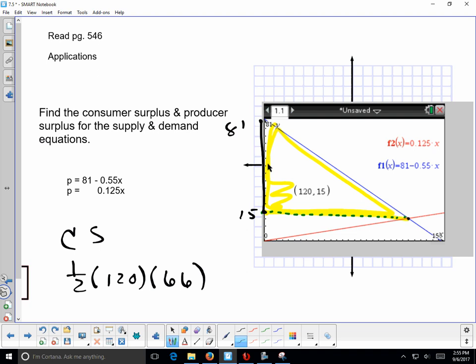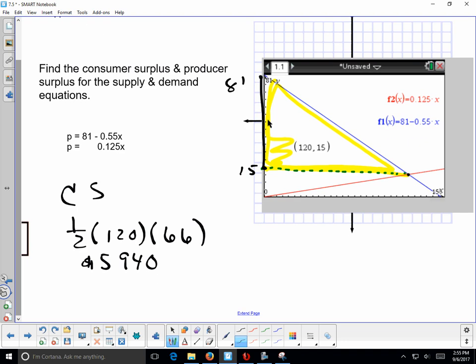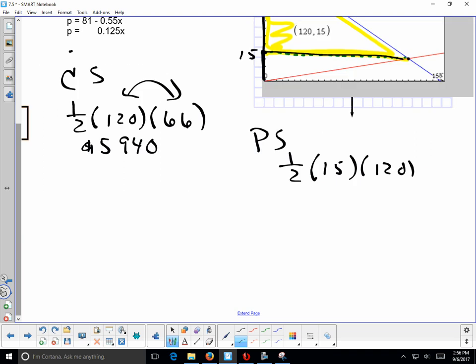On the calculator, I get $5,940. Then I do the producer surplus. I'm going to do 1/2. The base of my triangle would be 15, and the height would be 120. These two would actually flip, but it doesn't matter. I'm multiplying, and when I do that, I get 900. And that would be units.